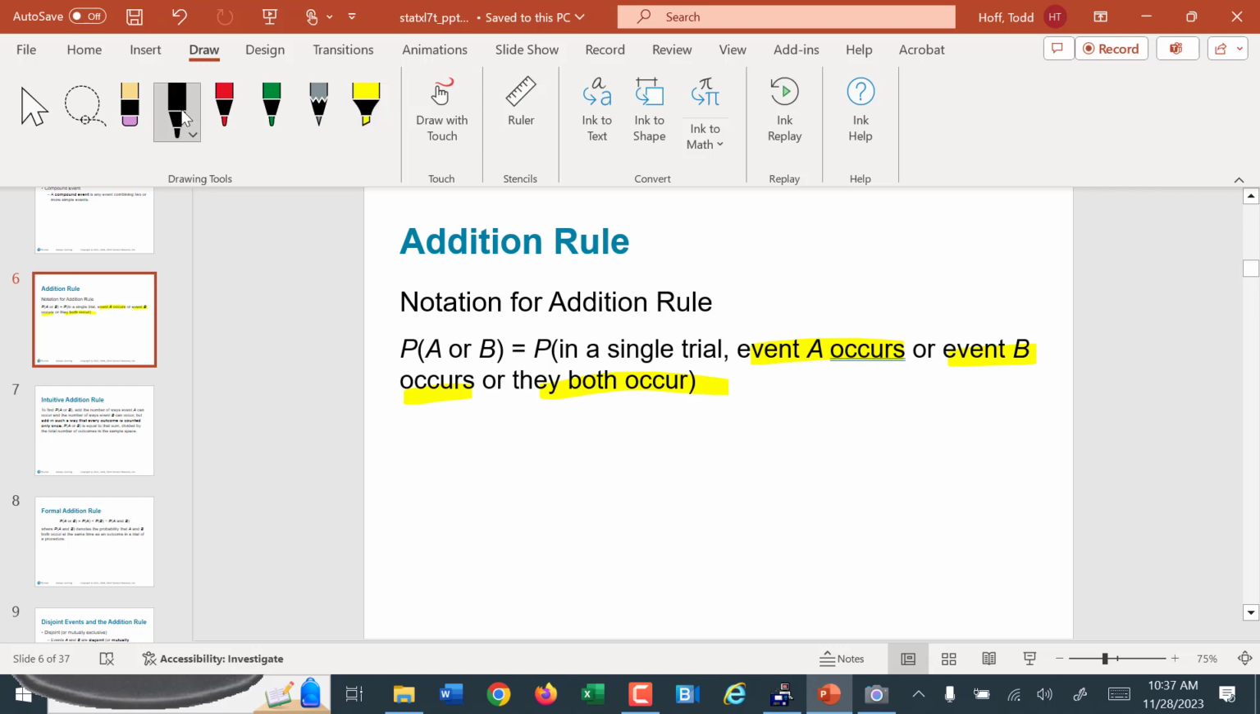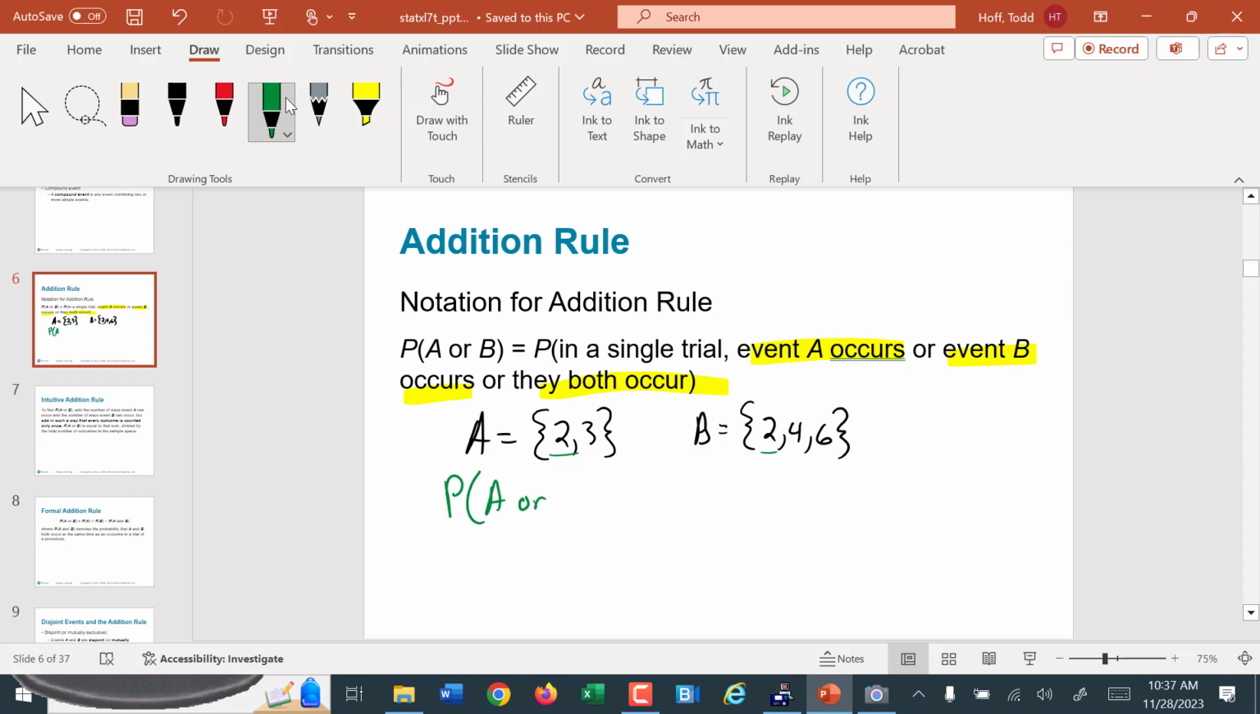An example of this is, let's say event A, again rolling a die, is getting a 2 or a 3. Event B is getting an even number, so a 2, a 4, or a 6. Well, 2 is in both of them, so if we roll a 2, we've satisfied both events A and B. But the probability of A or B here covers 2, 3, 4, 5, or 6. That's 5 of the 6 outcomes of rolling the die. The only thing that wouldn't satisfy one of those 2 events would be rolling a 1.